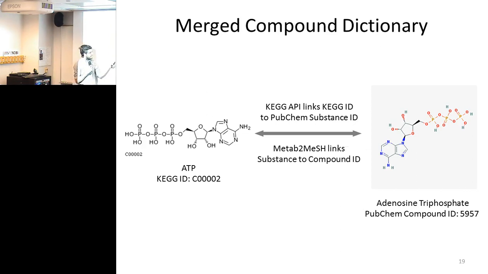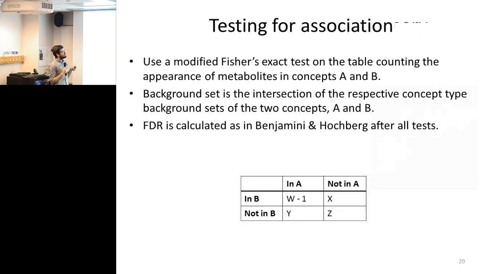And then in the Metab to Mesh database that was previously developed, we are able to map the substance IDs to the compound IDs. So basically, we have this link through KEGG and Metab to Mesh that lets us know which KEGG compounds are PubChem compounds and vice versa. So that way we can do association tests between all of our metabolite sets.